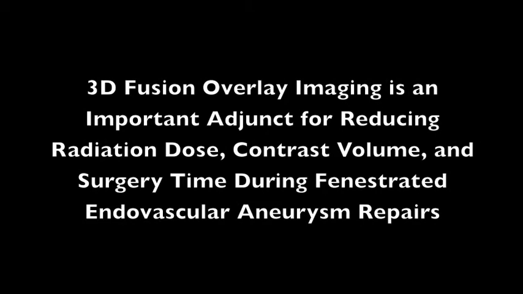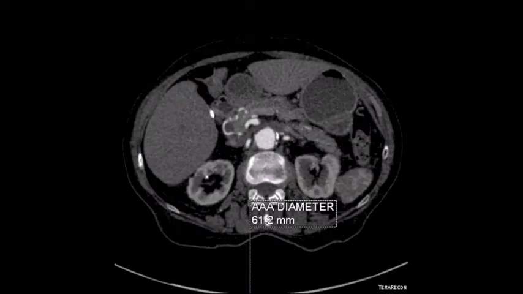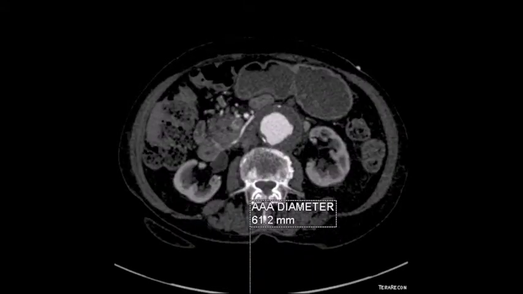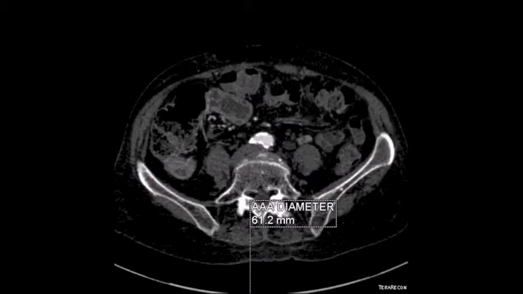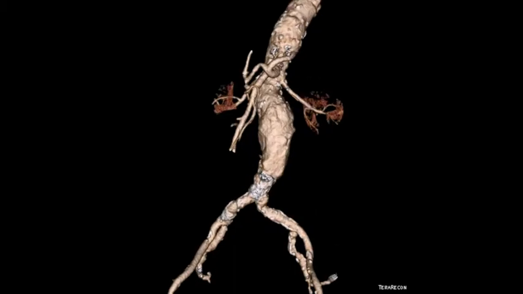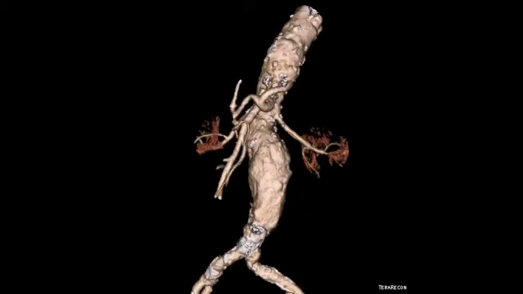In this video, we provide a step-by-step description of how 3D fusion overlay imaging can be utilized to reduce radiation dose, contrast volume, and surgery time during fenestrated endovascular aortic aneurysm repair. This patient is an 85-year-old man who presented with an abdominal aortic aneurysm measuring 6.1 centimeters in maximal diameter. The infrarenal neck measured 4 millimeters in length.